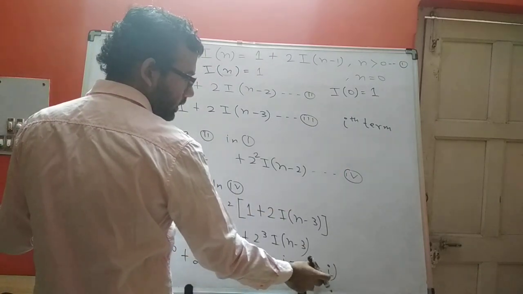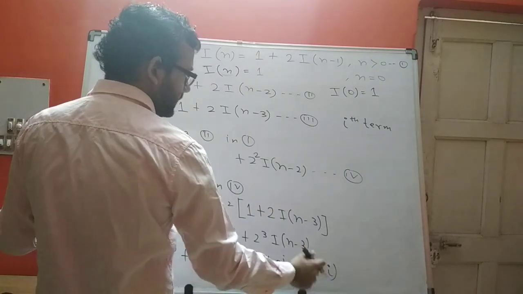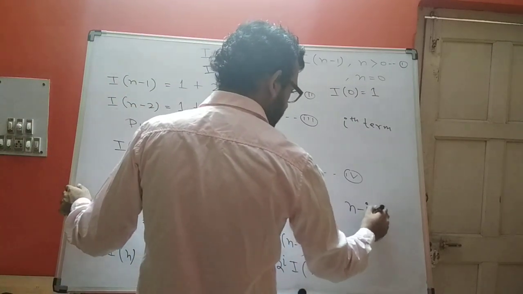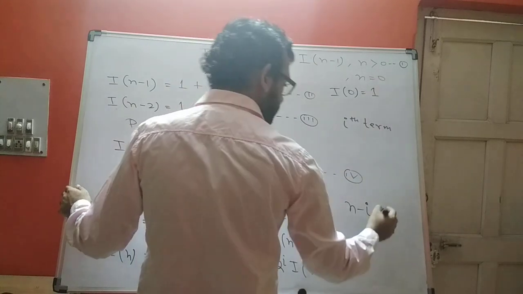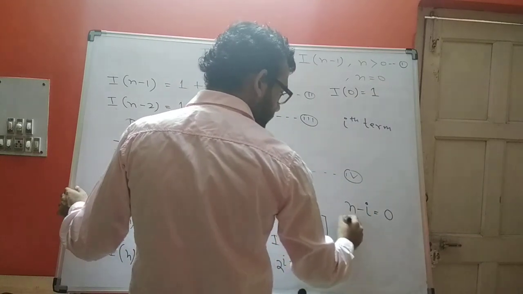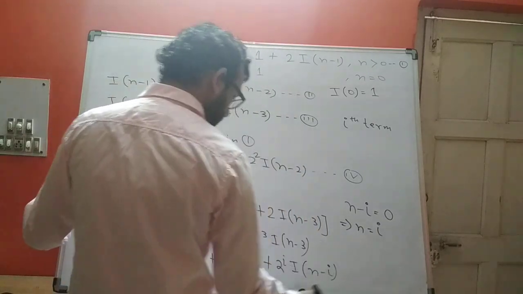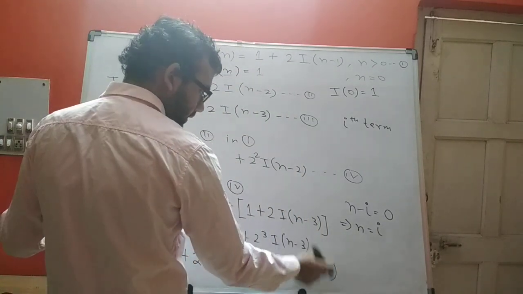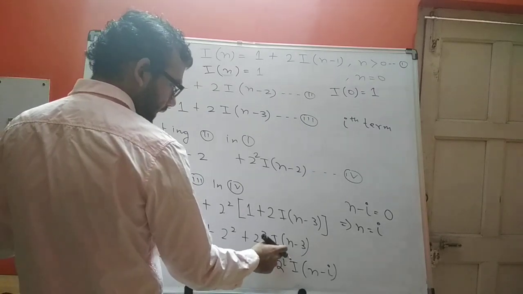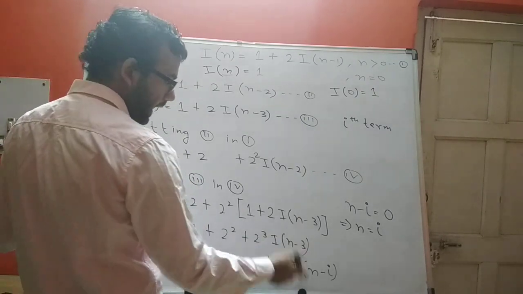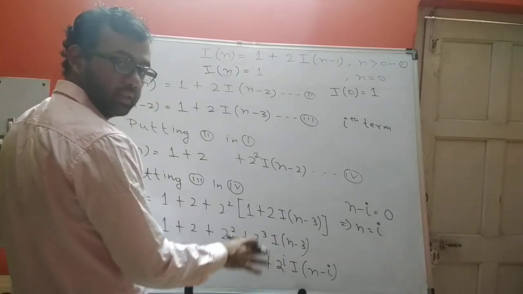I'll write the expression n minus I. So I can write n minus I is equal to 0, which can be rewritten as n equal to I. Now in place of I, if I substitute n, I'm jumping steps, I'm just making the changes here. You please write the separate equations for every line.